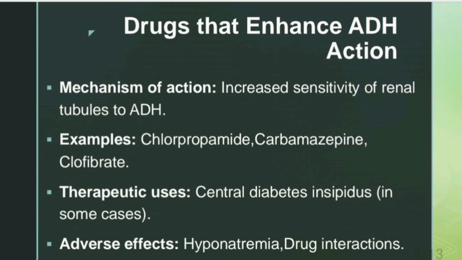Drugs that enhance the antidiuretic hormone action. Mechanism of action: increased sensitivity of renal tubules to the antidiuretic hormone. Examples include chlorpropamide, carbamazepine and clofibrate. Then therapeutic uses: used in central diabetes insipidus in some cases, and adverse effects include hyponatremia, and there are some drug interactions also.